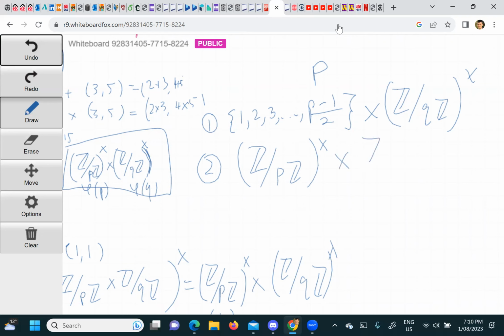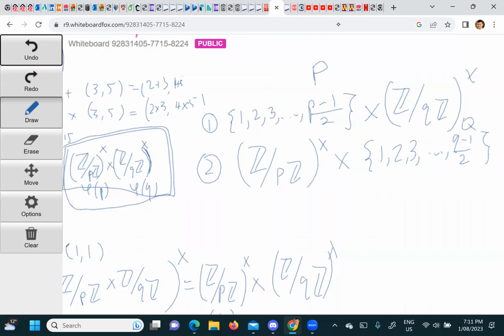So this set, now we have 1, 2, 3 to q minus 1 on 2, and we'll call this capital Q. The whole point of these sets is that every element of the whole set, which this is literally half of, is either in this subset or its negative is in this subset. Does that make sense?